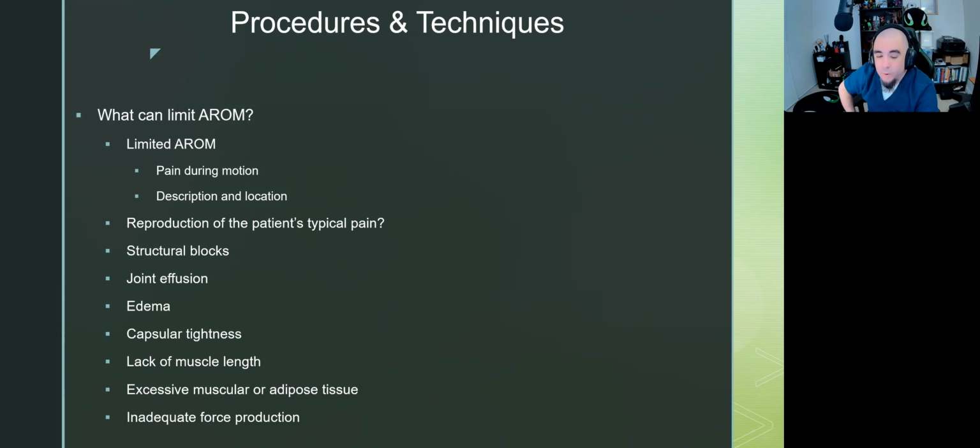Swelling in the joint, right? That would be joint effusion, or swelling around the joint. That would be edema. Capsular tightness, which we talked about, lack of muscle length. Excessive muscle or adipose tissue. If we got a big swole bro who looks like Arnold Schwarzenegger in his prime, they're not going to have normal range of motion, even though they may be pretty functional.